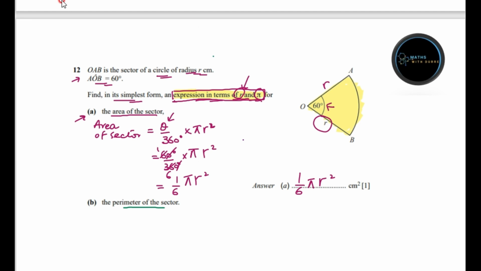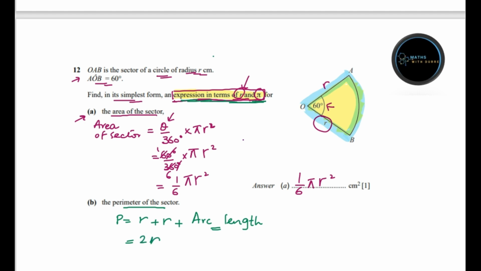The next part says we have to find the perimeter of the sector. Perimeter of the sector means we have to add all the sides: this straight line, and this arc. So there is one radius, another radius, and then the arc length. So we need to apply the formula of arc length here. But remember one thing again, we have to leave the expression in terms of r and pi.